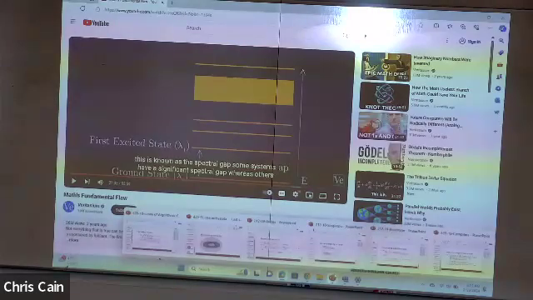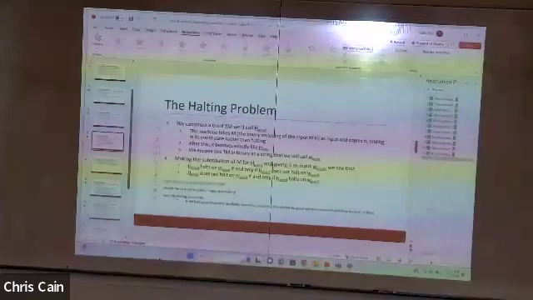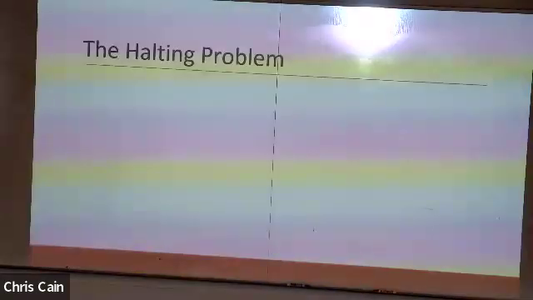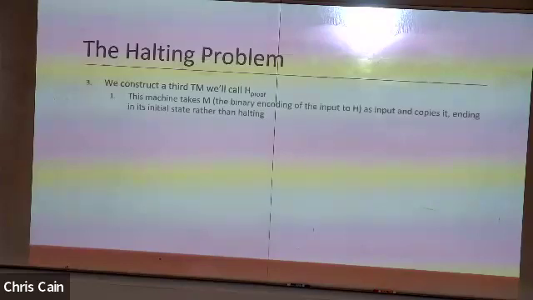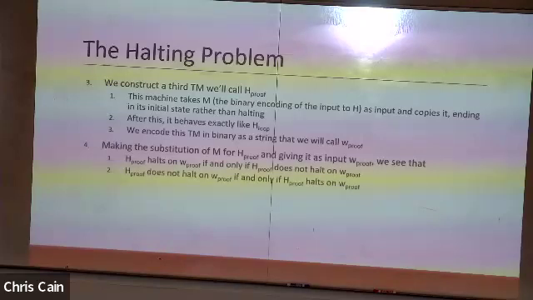So hopefully that was a little bit revealing as to how the halting problem works and what this contradiction actually means. Anyone have any questions on the halting problem or how we derive that contradiction or what that contradiction means?